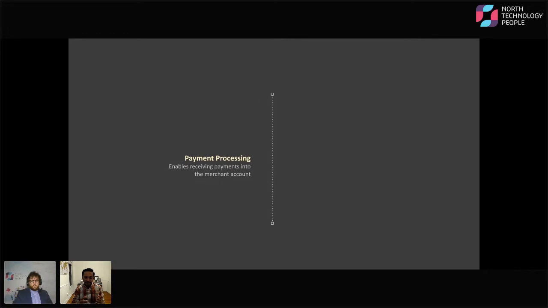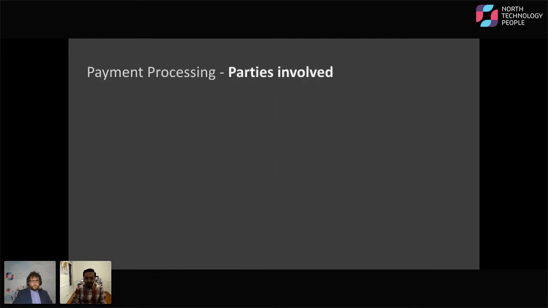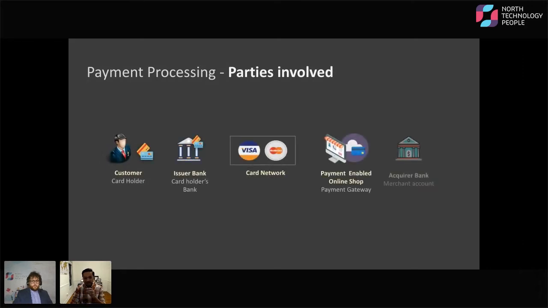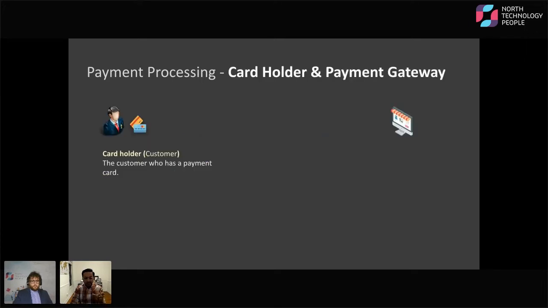Payment processing is basically the process of allowing a card to be processed and getting the payments from the card into an account called a merchant account. If you look at it, these are all the parties that are involved when the money has to move. One is the customer, the card holder, who will do the payment. Then you have an online shop, but that online shop has to have the ability to accept payments. Usually it is done by using a payment gateway, and the responsibility of the payment gateway is to compliantly collect the user's card data to authorize a sale.